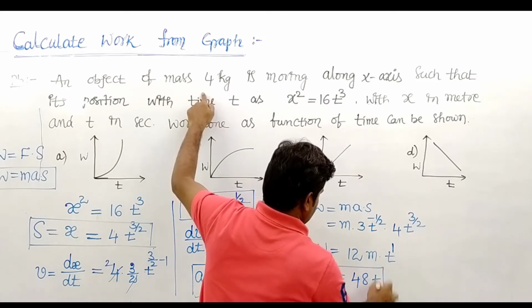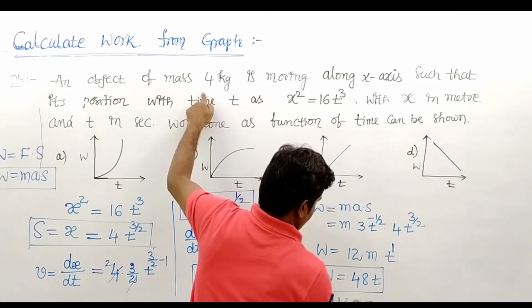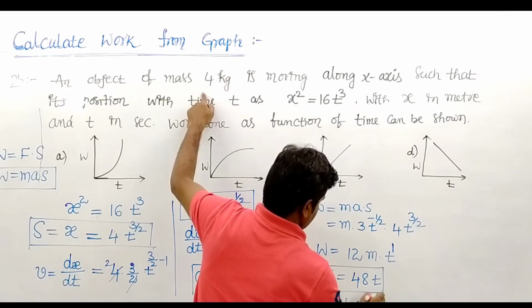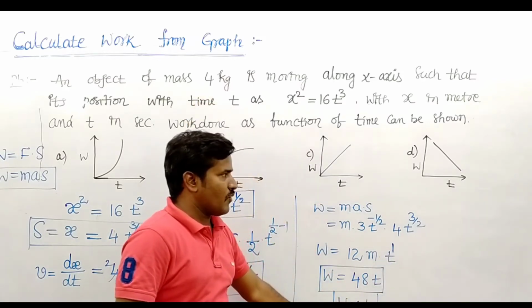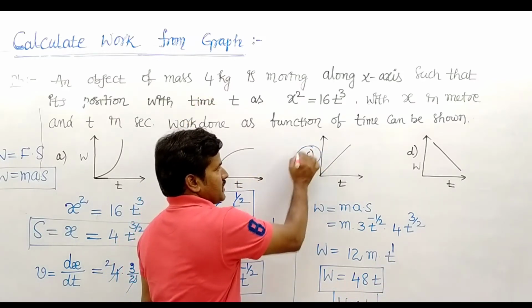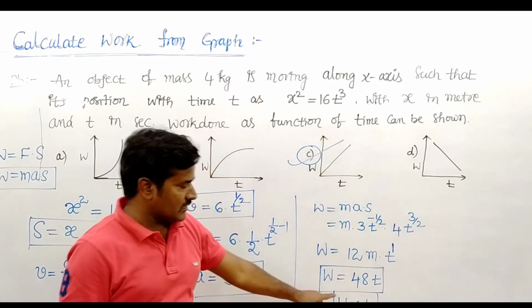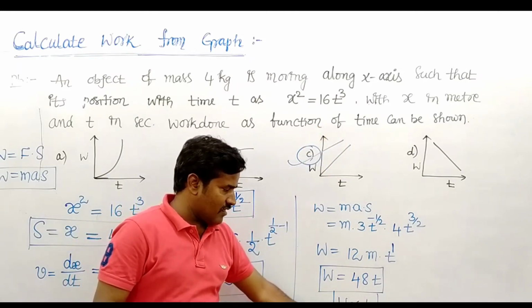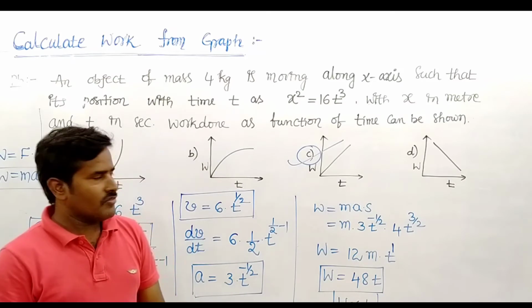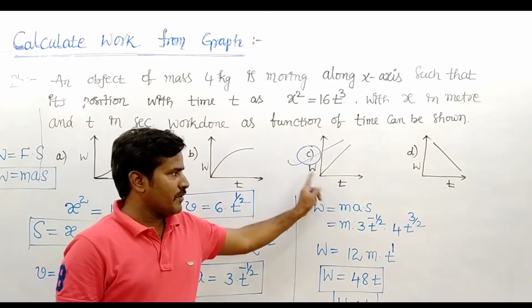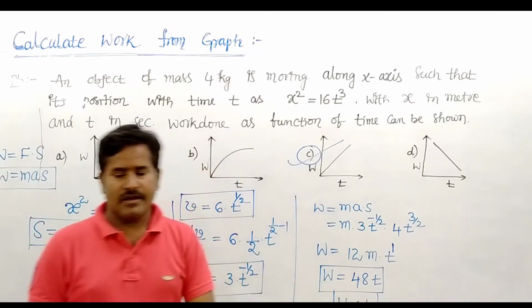This is the work and time relation. Work is directly proportional to time. When time increases, work also increases. The correct option is this: work done is proportional to t. So the correct graph is W proportional to t. So this is the equation.